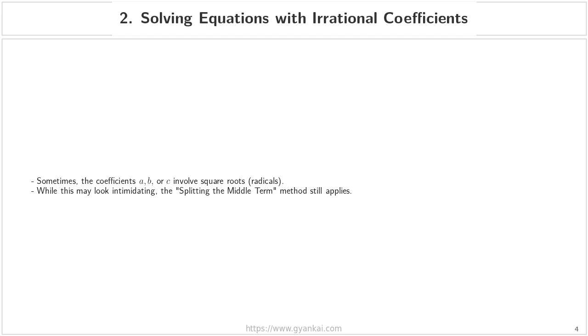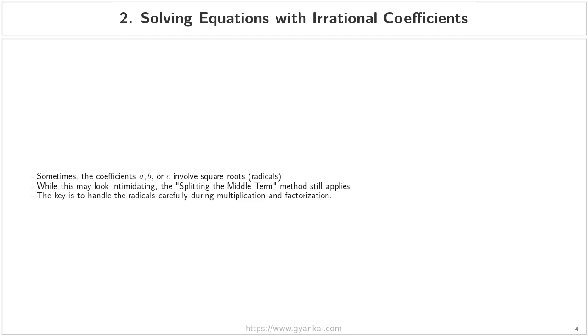2. Solving equations with irrational coefficients. As you can see on the slide, sometimes the coefficients, our a, b, or c, involve square roots, also known as radicals. I know that seeing square roots inside a quadratic equation can look quite intimidating at first, but don't let that discourage you. The beauty of algebra is that the splitting the middle term method we used in the previous examples still applies perfectly here.